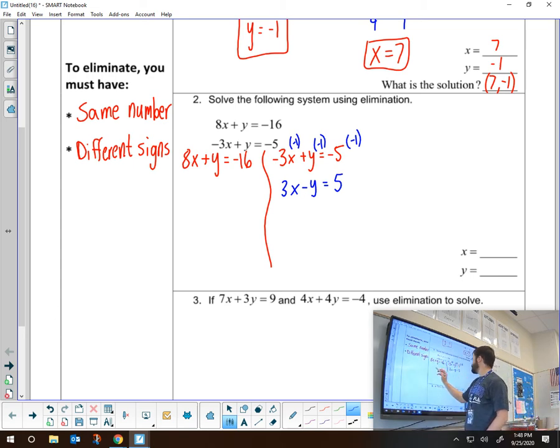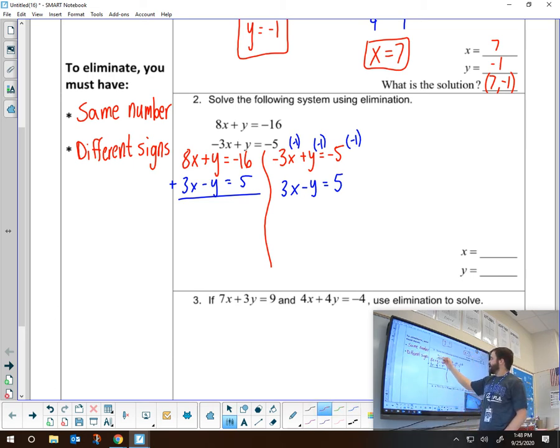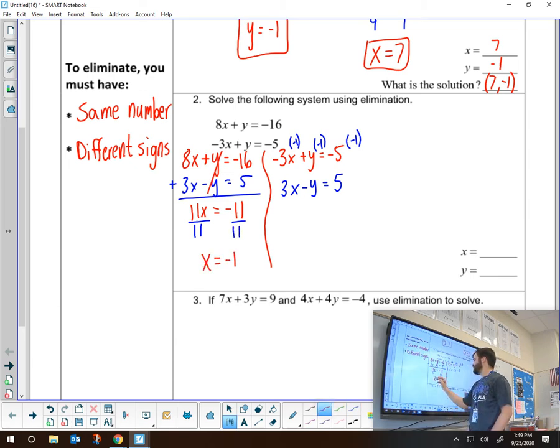So I'm going to move this 3x minus y equals 5 over to this other side, and now I'm going to add them. 8x plus 3x is 11x. Y minus y cancels out. It eliminates. Negative 16 plus 5 is negative 11. So we're going to have 11x equals negative 11. To solve, we're going to divide both sides by 11. And we're going to get x equals negative 1. So there's my answer for x.